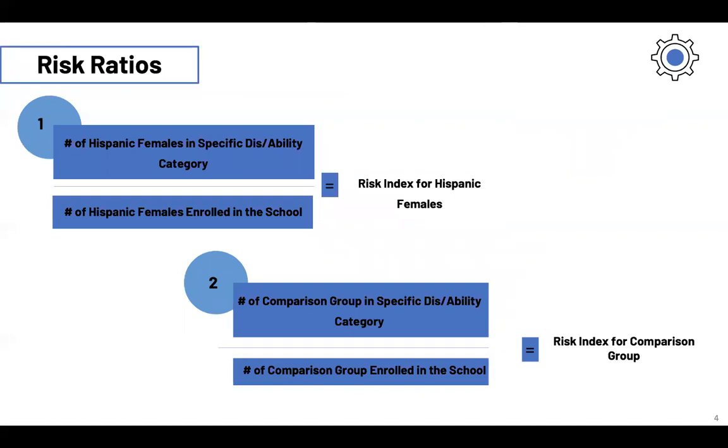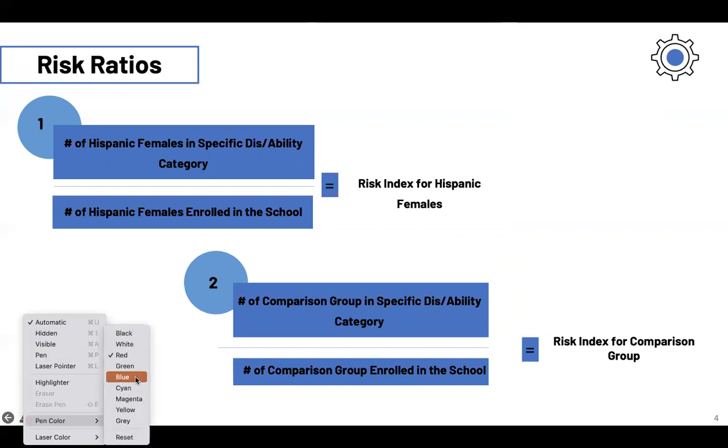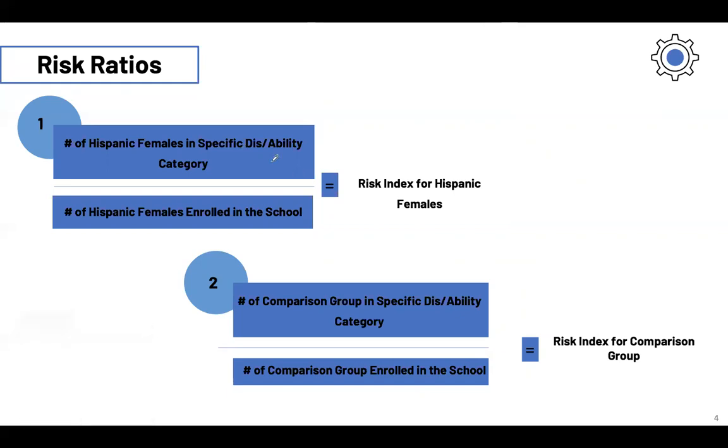The GRID-T presents something called a risk ratio. Quickly, I will walk you through how we calculated these ratios. First, we looked at the number of a certain subgroup, let's say Hispanic females, in the specific disability category or the total special education department. Then we divided that by the number of Hispanic females enrolled in the school. This is the risk index for Hispanic females, and it tells us how likely it is for a Hispanic female at that school to be placed in special education or a specific disability category.